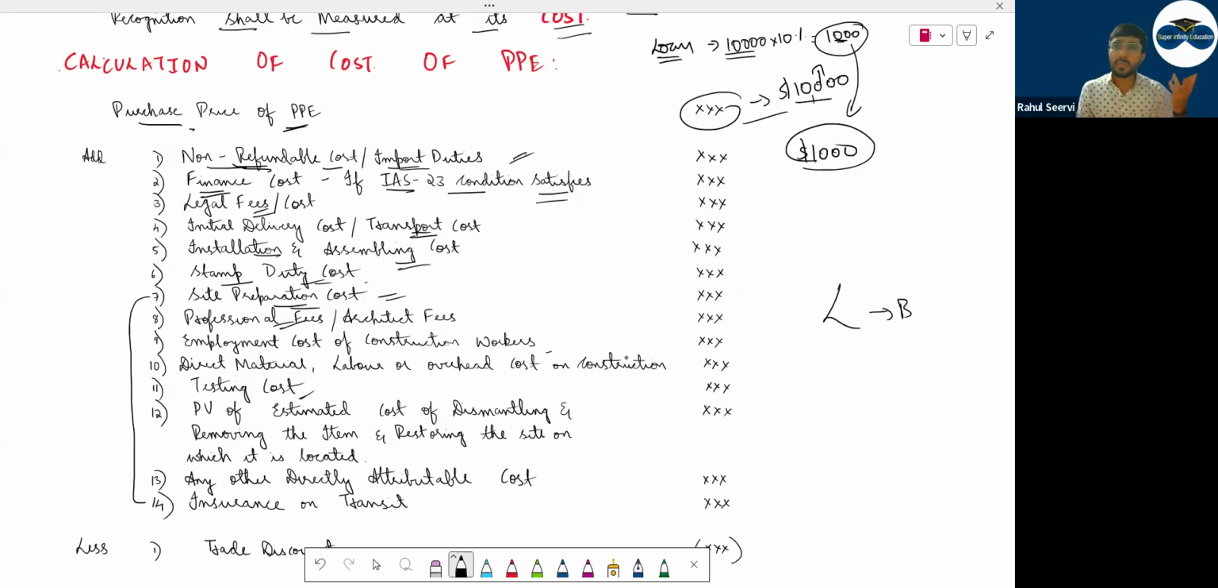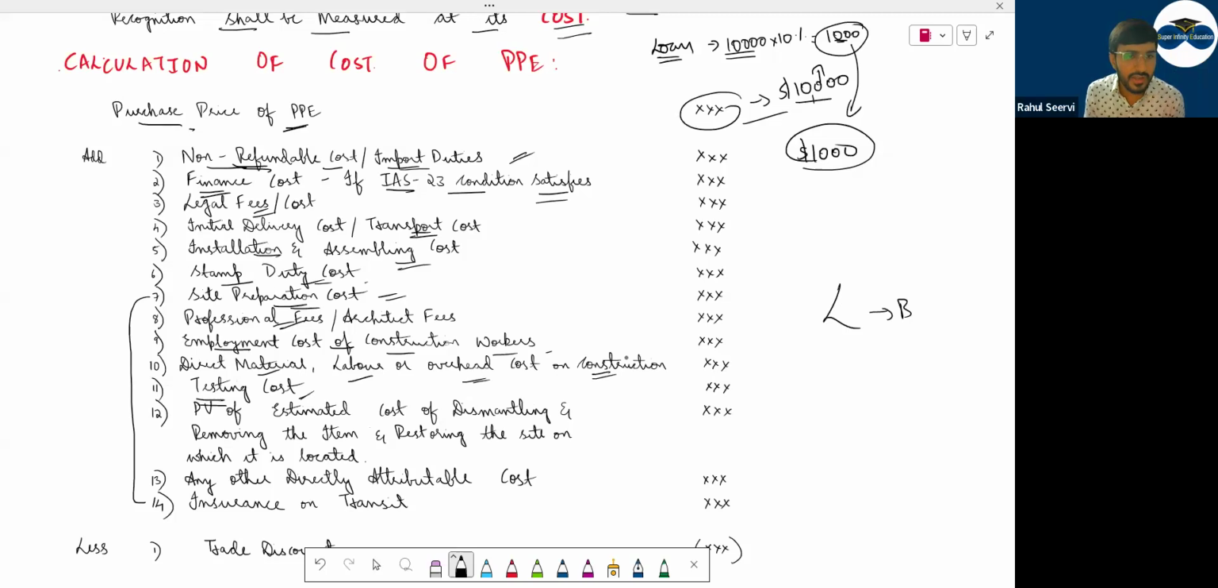Professional fees, same. If I want the design of my office building, you pay the architect, that fee also will be included. Employment cost of construction workers, the workers who are working, I'm paying them salary, that also will be included in the cost of the asset, in the construction part here. Direct material, some material I'm using, that also will be included. Labor and overhead cost on construction, everything will be included.